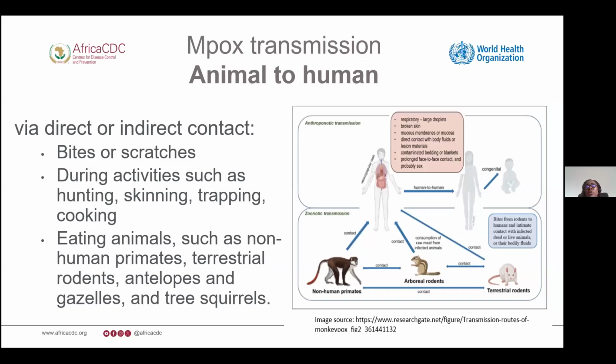En rappel, pour les modes de transmission, on en a plusieurs. Initialement, nous savons que c'était une zoonose dont la transmission primaire de l'animal à l'homme se faisait soit par contact direct, soit par contact indirect, à cause d'une morsure d'un animal infecté, des égratignures, ou bien durant la manipulation d'un animal infecté lors de la chasse, de la préparation de cet animal. Et le fait de manger certains animaux nous expose également : les primates non humains, les rongeurs, les antilopes, les gazelles, chez qui on a pu retrouver le Mpox.